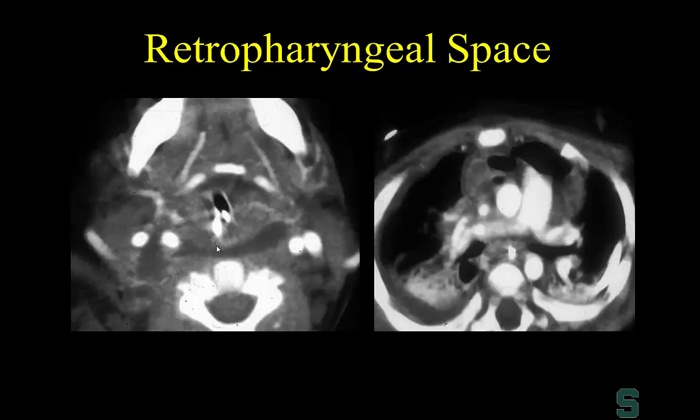This is a true retropharyngeal space abscess. As I mentioned before, the retropharyngeal space ends between T2 and T6. And in this particular case, we can see the abscess here in the retropharyngeal space. And when we look down in the mediastinum, we can see that there's actually a mediastinitis and a mediastinal abscess. And the way the infection gets from this area into the mediastinum is through direct extension via the conduit of the retropharyngeal space.